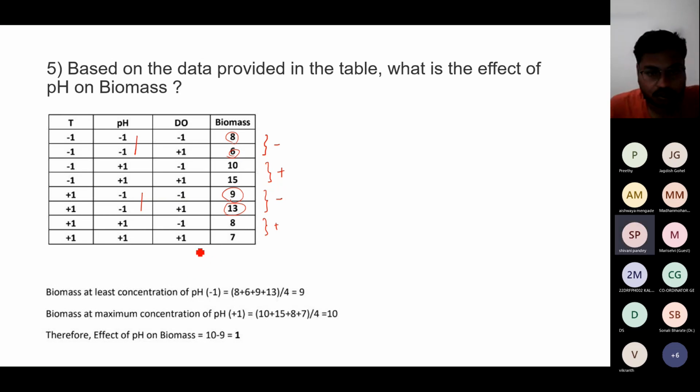I think he is confused with the pH column. Actually, he's talking about the DO column, but we are on the pH column. He is considering the DO column for 8. For minus 1 for 8, it's in the DO column, not in the pH column. pH is positive for the 8 value, second last row. Is that what you were saying?